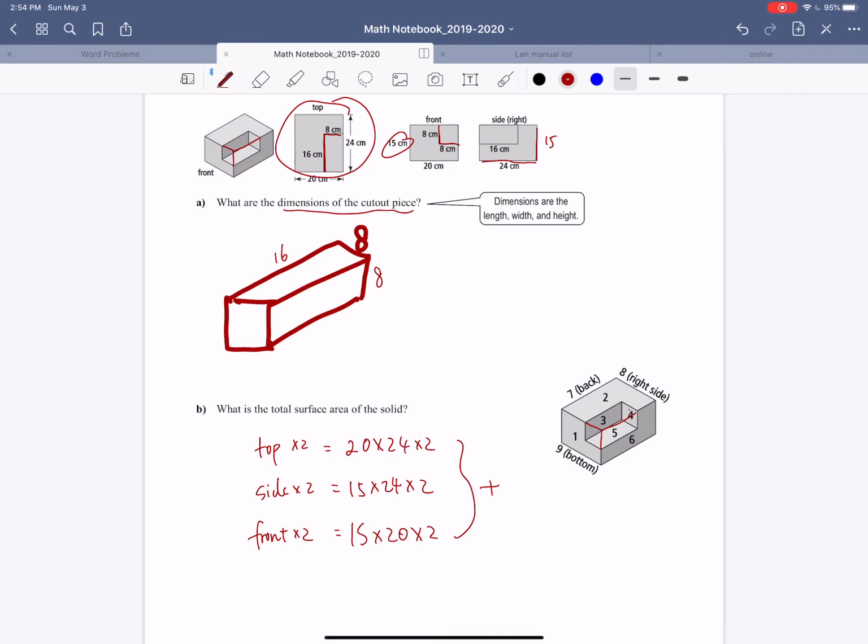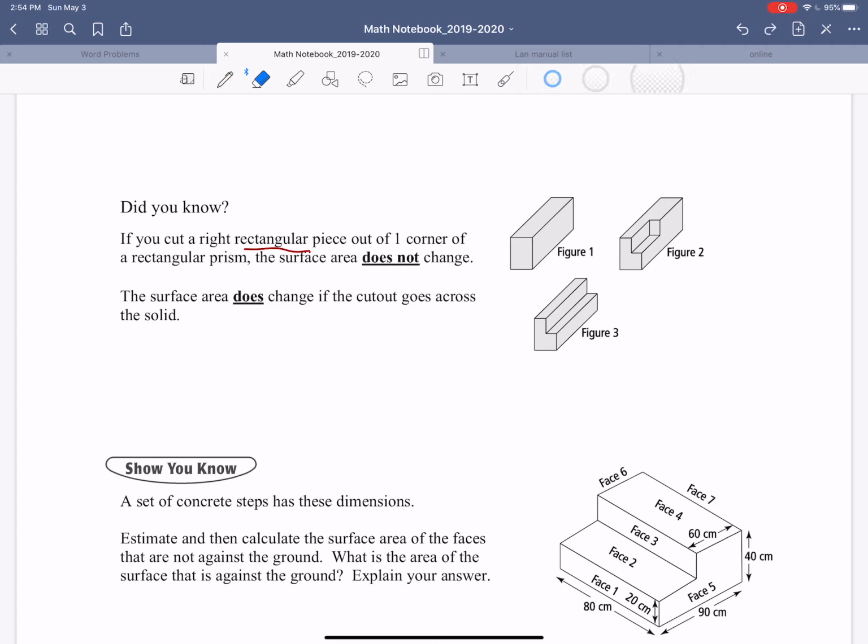Okay, so yeah, basically this is what I talked about before. Did you know that if you cut out a rectangular piece out of one corner, the surface area does not change? Okay, so basically if the corner is cut out like that, like what we did before, if a corner is cut out and it turns to this, the surface area does not change. It's the same as before. You can just calculate it assuming that the cutout piece is not cut out.